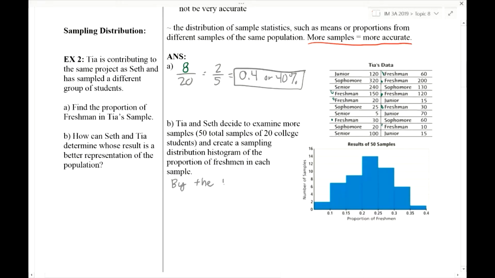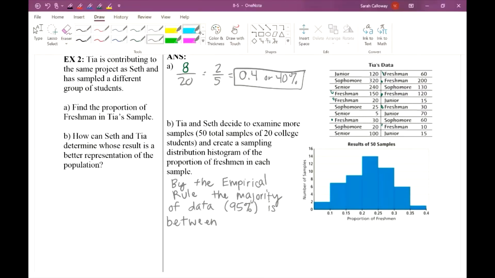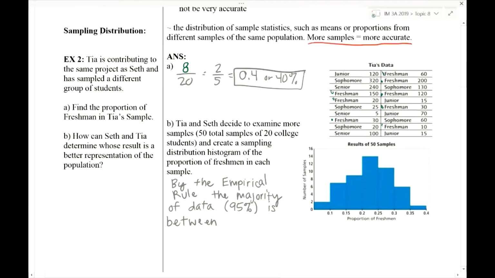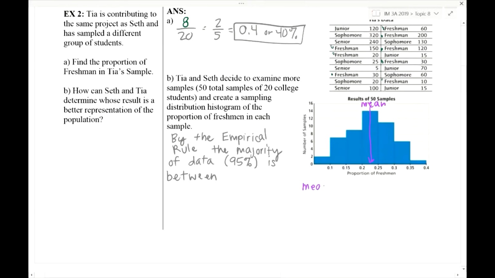So by the empirical rule, the majority of the data, and we're going to look specifically at that 95% mark, is between 2 standard deviations from the mean. If we're looking at our graph, the mean should lie in the middle of this histogram. The mean is somewhere in this section, because that's where the peak of the histogram is. So the mean is between 0.2 and 0.25, somewhere in that range.